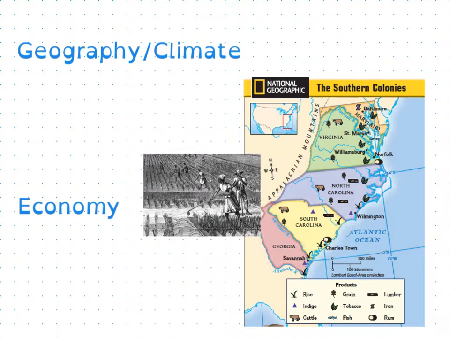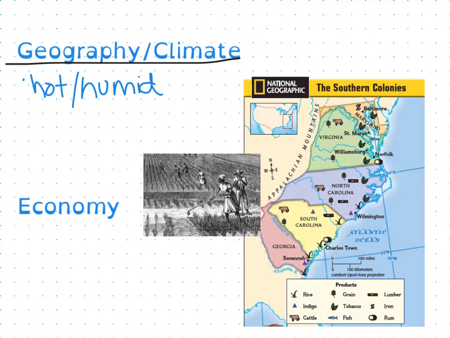So the first thing we want to talk about is the geography and climate. Okay. Remember, these don't go in order. They're not in order on that graphic organizer. So first things first, geography and climate. In the southern colonies, it was very hot and humid. So if you've ever walked outside and felt your hair get kind of puffy, you just feel that wetness in the air, that humidity.